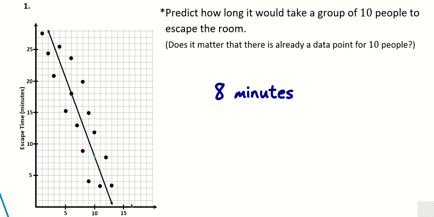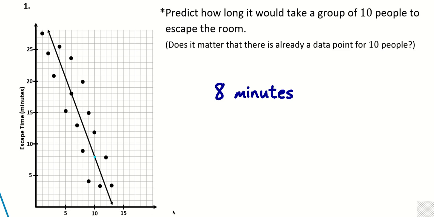It's not like they were asking for a group of like 30 people, way out of bounds. You can just look at the line and see where the line is for 10 people, and it's over here, look, at 8 minutes. All right? And here's something new that I might kind of point out, no pun intended.